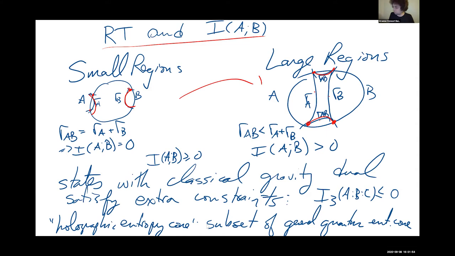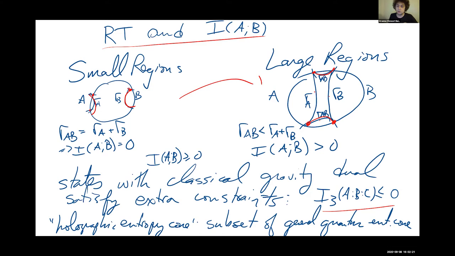What was the point? The point was just that we can understand what the mutual information is doing in terms of what's happening with the RT surfaces. Indeed, people know states with a classical gravity dual satisfy some extra constraints. For example, this I3 is negative. And there's a cone of holographic entropy constraints that's a strict subset of the general quantum entropy cone.